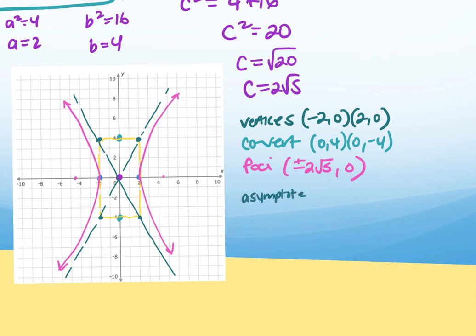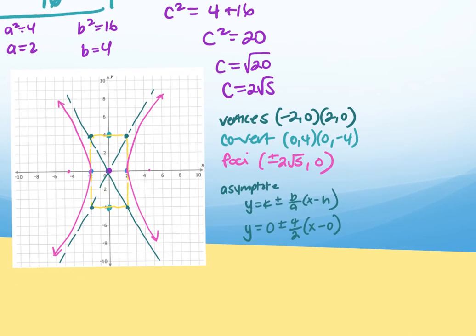This is horizontal, so it is y equals k plus and minus b over a times x minus h. So horizontal is b over a. So I do y equals my k was 0, plus and minus, the b is 4, the a is 2, x minus h, which is also 0. And I get y equals plus and minus 2x.